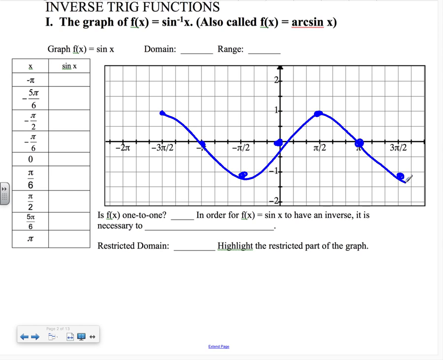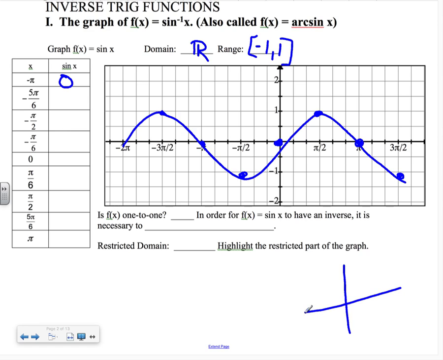So there's my sine graph. What's the domain of sine? All reals. The range is -1 to 1. Actually, I'm going to put a few points on there. So the sine of negative pi is 0, because we're going to switch it to minus, so I figure I should put 0 there. What's the sine of negative 5 pi over 6?